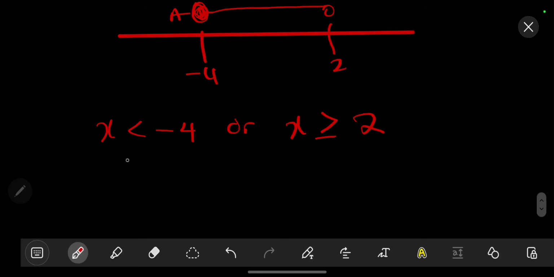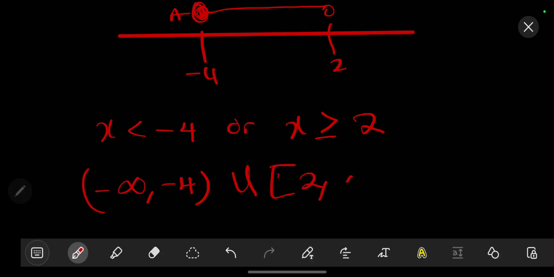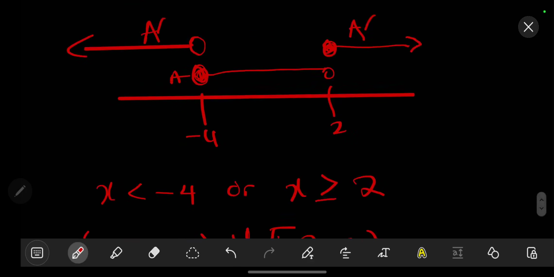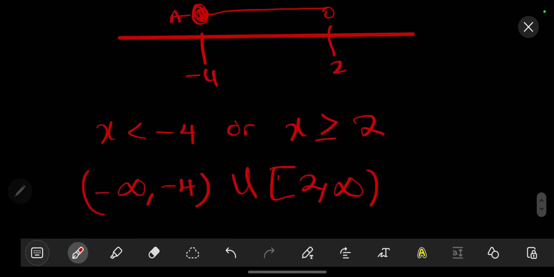So this in interval notation means from negative infinity to negative 4. If you want more on intervals, just comment. Then the symbol for union, we are going to have something like this. So this is the interval notation. So that is how we solve that one. Let's move on to our next question.